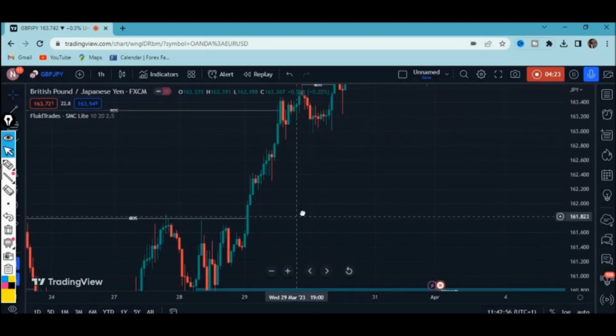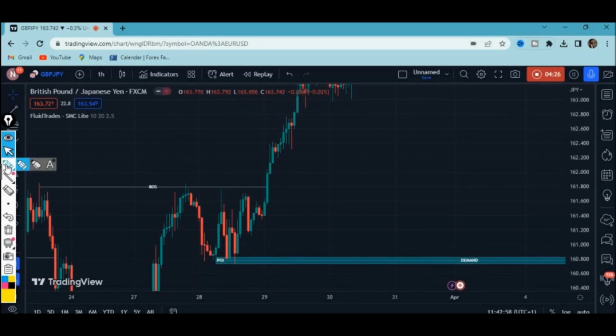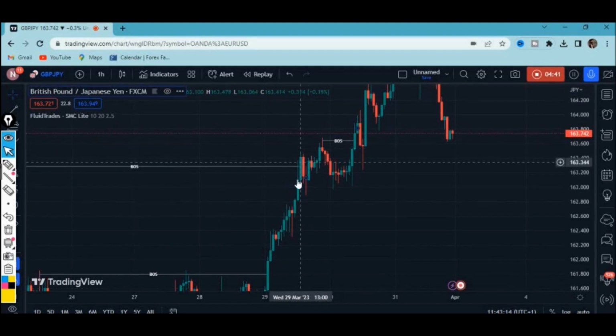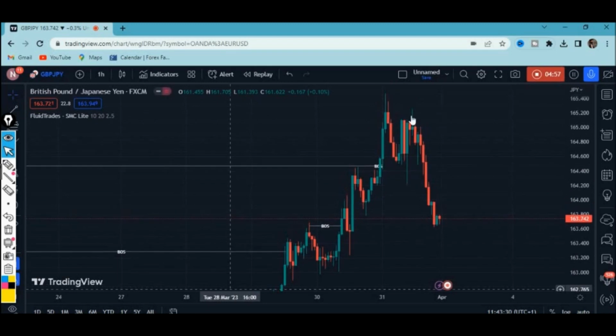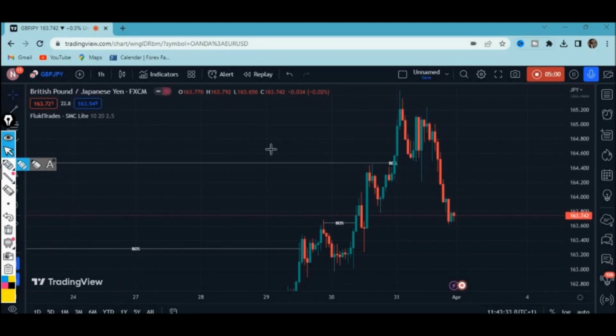Like for instance right here, we had our point of interest at this given point, and remember I told you break of structure shows us the continuation. We got a break of structure, the market broke this structure over here and proceeded to the upside. The advantage of break of structure is that it will show you the trend of the market as well. When this structure was broken again, it shows the market is proceeding to the upside. When this structure was broken as well, the market pushed to the upside, and when this structure was broken still, the market proceeded to the upside.